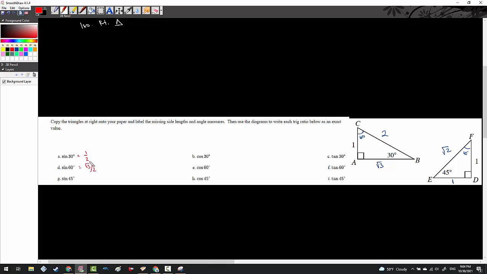I think I'm going to write it like this from now on, that way I have more space. Sine of 45 is going to be looking at my EDF triangle here, which is opposite over hypotenuse, so 1 over rad 2. 1 over rad 2. I'm going to talk about that in just a second.